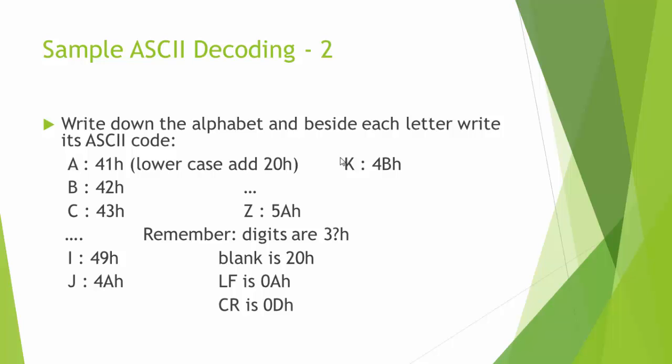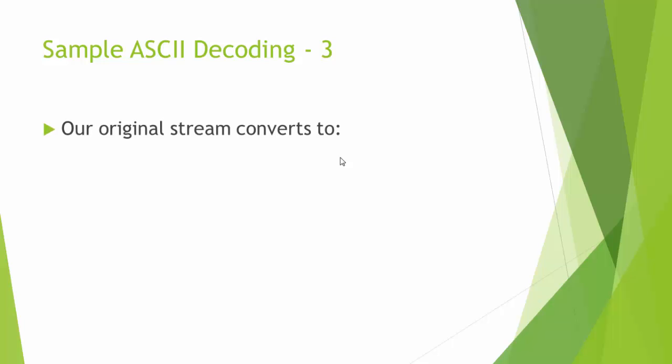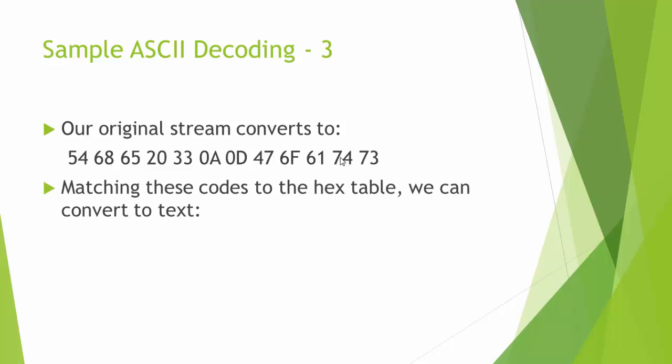Okay, and line feed and carriage return and things like this. So our original stream, the long stream that I first presented you, I've converted it into hex here. 54, 68, 65, 20, 33, 0A, 0D, and so on. We can go to the hex table and we convert that to text. Capital T is 54, lowercase h 68, 20 is a space, 33 is the number 3, and then 0A 0D is line feed carriage return.